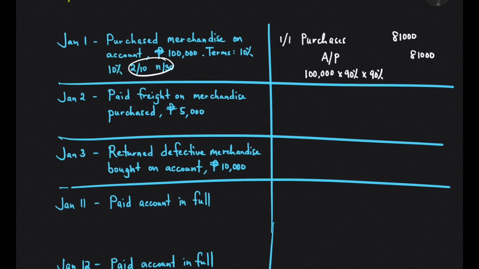January 2, paid freight on merchandise purchase. So you are the buyer. And if you are the buyer and you are paying the transportation, you will debit freight in. Freight in. And then it says here that you paid, so meaning this is not on account. You paid cash, so credit cash. The amount is 5,000.